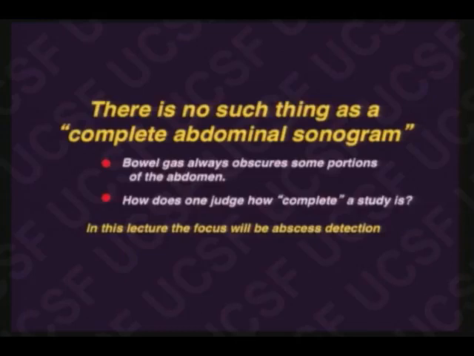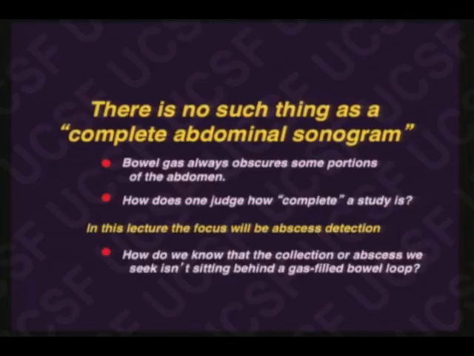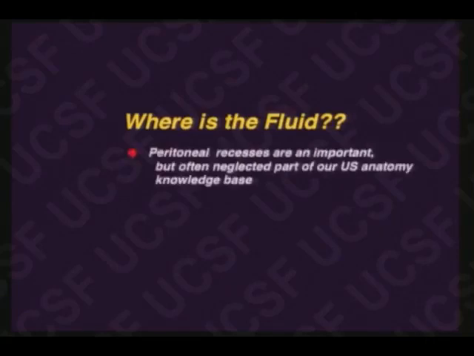And this is particularly important in the area of abscess detection, which will be the focus of this lecture. How is it that we know, and can we know, that the collection or the abscess that we seek isn't sitting behind the one bowel loop that's full of gas in the patient's abdomen? So, much of that analysis, in my opinion, lies in a knowledge of the anatomy of the peritoneal cavity. Peritoneal recesses are an important but often neglected part of our ultrasound anatomy knowledge base.